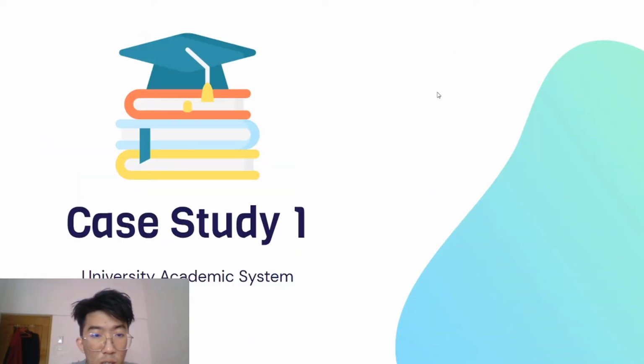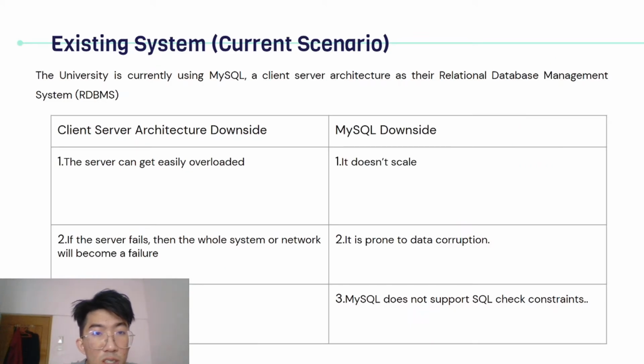Today our group would like to do a brief presentation on the HPDP project that we have done recently. For case study 1, we are going to prepare the design and implementation of a relational database on a university academic system. The university is currently using MySQL, which is a client-server architecture, as an RDBMS.